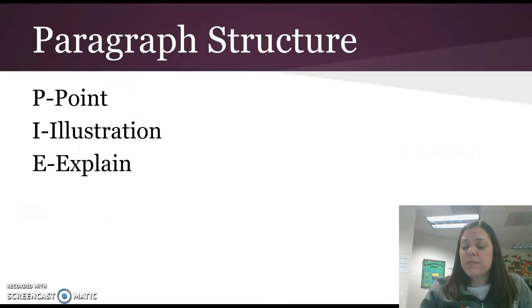Moving on, I want you to remember the way that we constructed our body paragraphs. And we said that body paragraphs were kind of like pie. And we had a point and an illustration and an explanation. In nonfiction reading, your paragraphs are going to be set up very similar to this. Your point is that topic sentence. Then you're going to have an author give you an illustration, and finally they're going to explain to you how that illustration proves or supports their point. So let's look at this a little bit more closely.